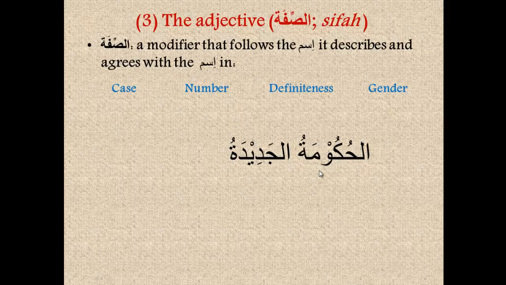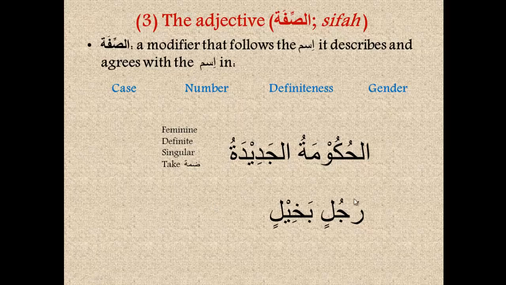We have the phrase al-hukumatu al-jadidatu. Al-hukuma means the government. Al-jadida means the new government. Let's pay attention to these four different traits. We have al in front of both words, in front of the ism and the sifa, telling us that both are definite. We have a ta marbuta at the end of the ism and the sifa. Both are feminine, mu'annath. We have the same case ending on both words, dhamma, and both are singular. So here it is, both are feminine, definite, singular, and both take dhammas. There is agreement in these four different regards.